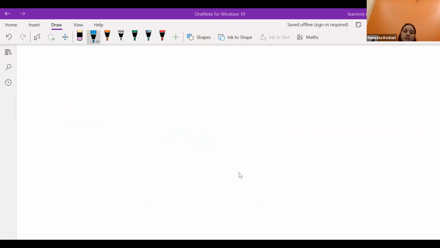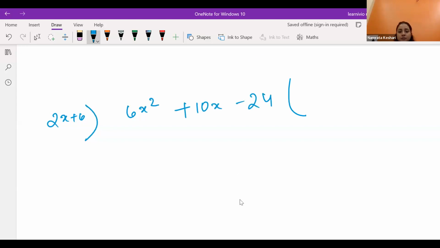Two x cubed plus 6x squared plus 10x minus 24. Please do the division. Let me know the quotient and the remainder.